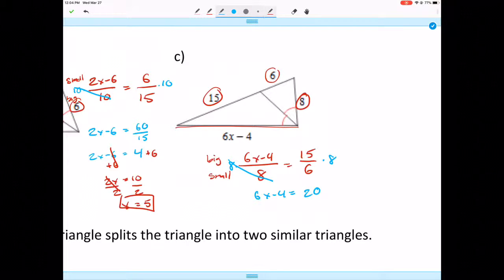So then we'd add 4 to both sides. So we get 6x equals 24. And then we just divide both sides by 6. So we get x equals 4. All right?